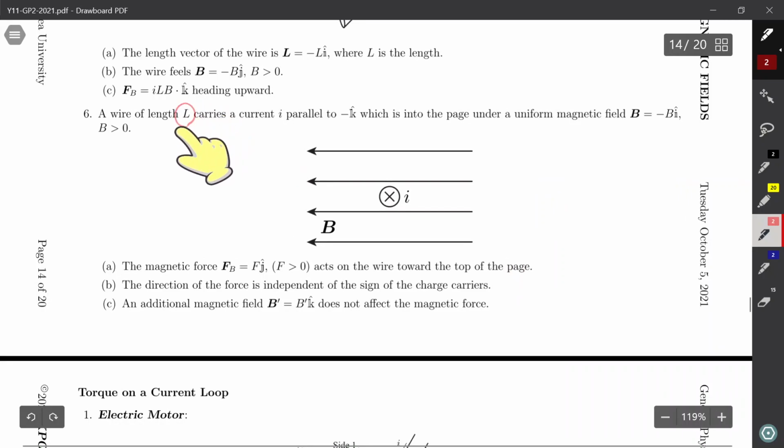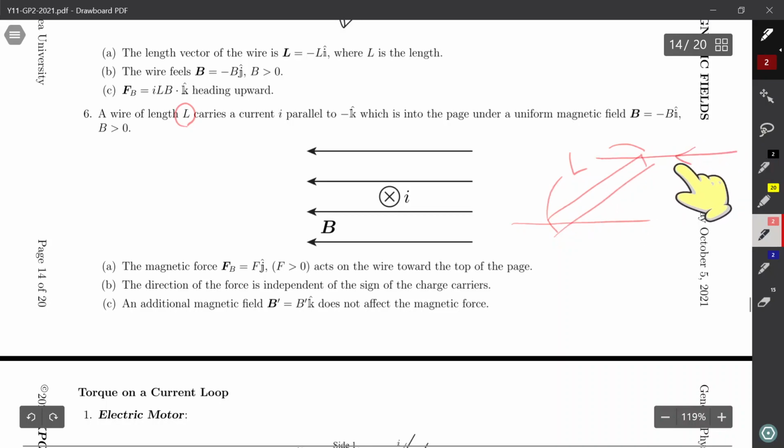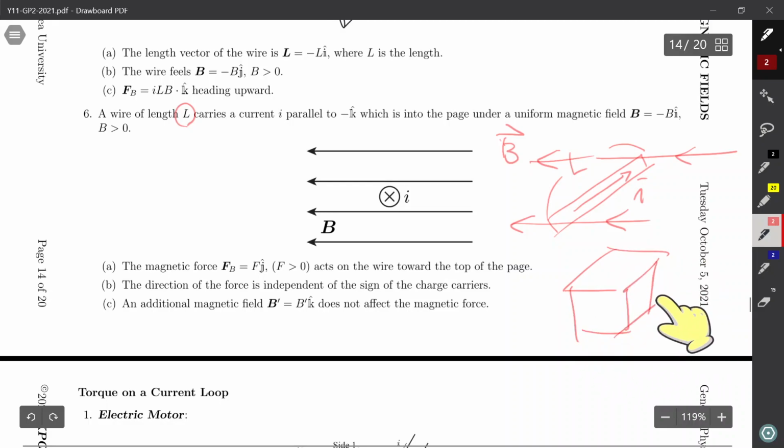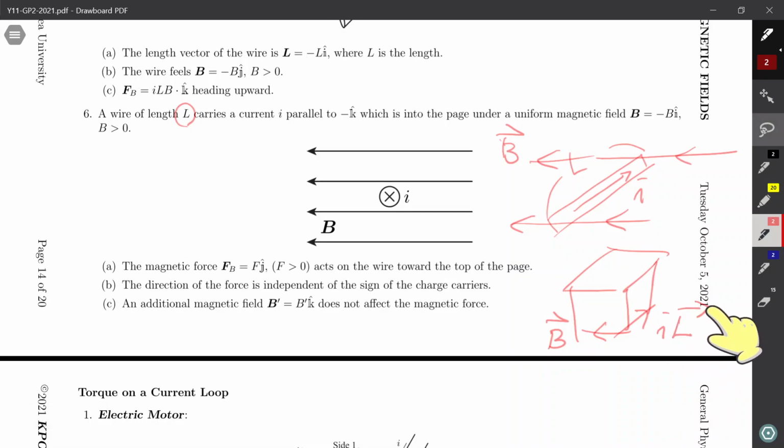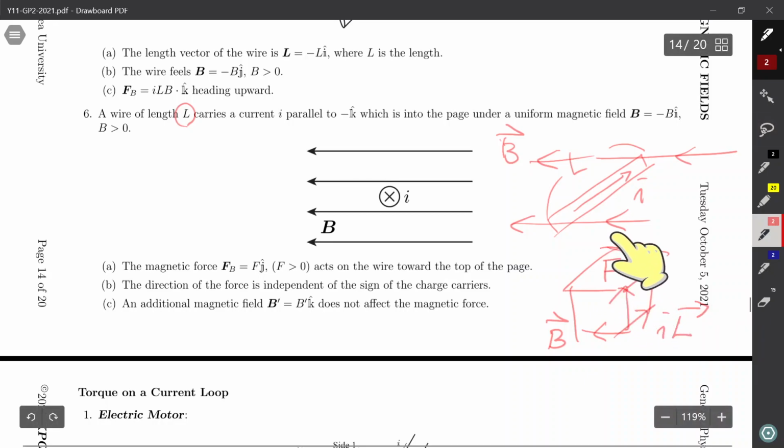A wire of length L is here. Magnetic field, current I, and B. The force is I L cross B. If I is a positively charged particle, the force is upward.